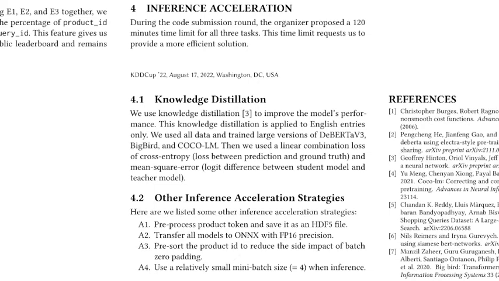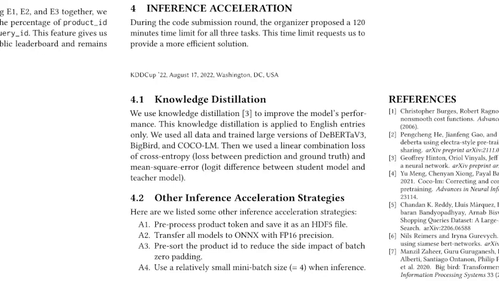During the code submission round, the organizer proposed a 120 minute time limit for all 3 tasks. This time limit requires us to provide more efficient solutions. We use knowledge distillation to improve the model's performance. Knowledge distillation is applied to English entries only. We use all data and train large versions of DeBERTa v3, BigBird, and CoCoLM. Then we use a linear combination loss of the cross entropy and the MSE loss.